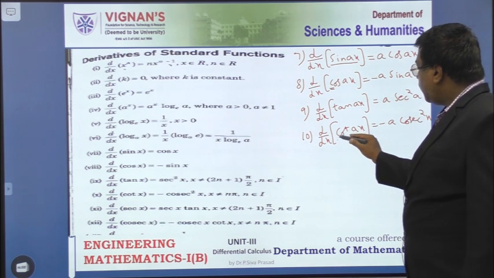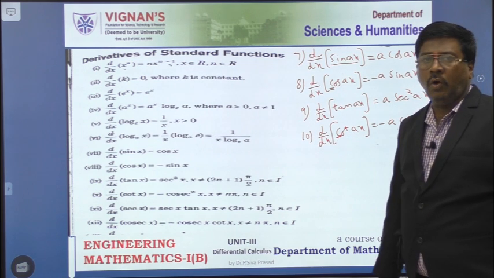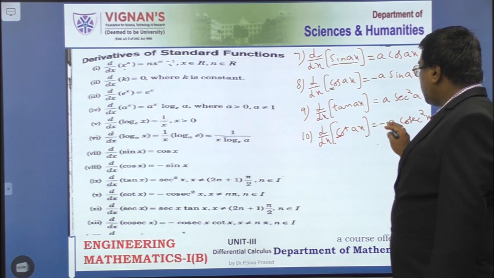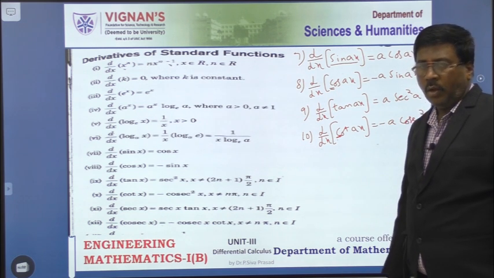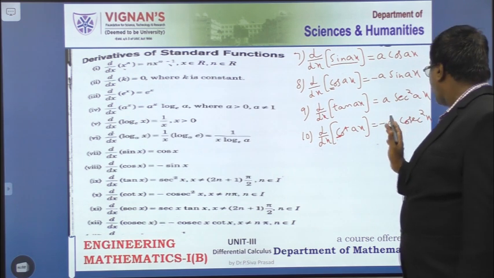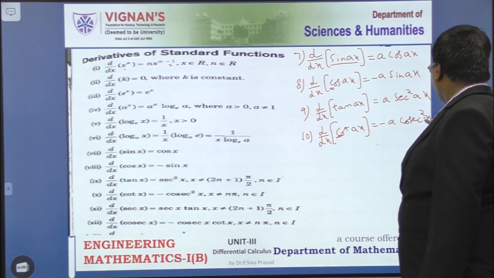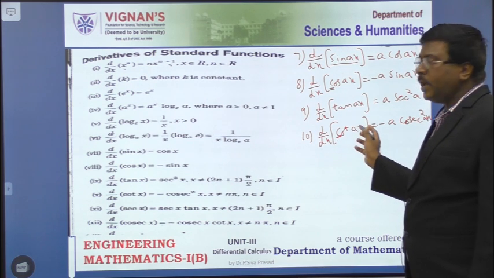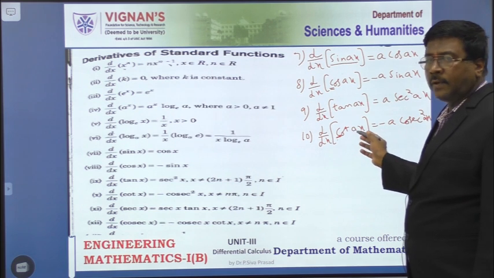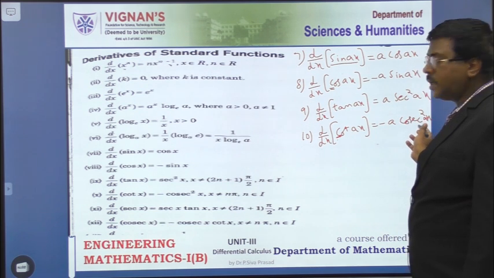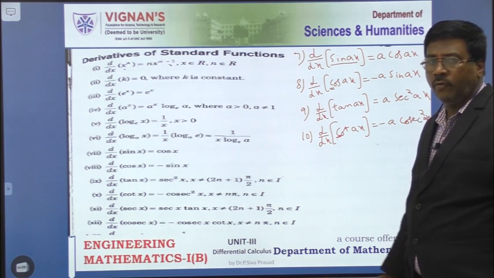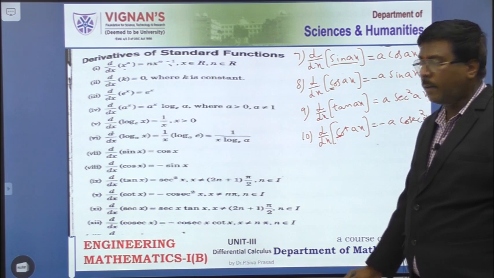Please all of you see this. In this trigonometric ratio, the name starts with C. That is why the derivative is negative. Now d by dx of cot x equals minus 1 into cosecant square x. d by dx of cot 2x is equal to minus 2 into cosecant square 2x. d by dx of cot 3x is equal to minus 3 into cosecant square 3x. d by dx of cot 4x is equal to minus 4 into cosecant square 4x. Likewise, you have to practice these formulas.